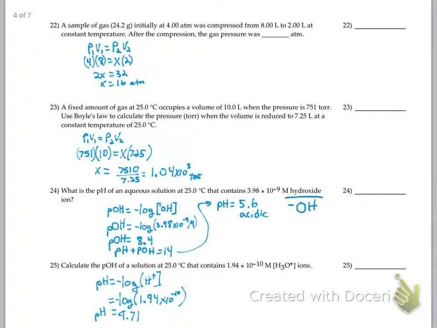So if our pH equals 9.71, well, 14 minus 9.71 is going to give us a 4.29 POH. And we're done. And remember, this means that it's basic.